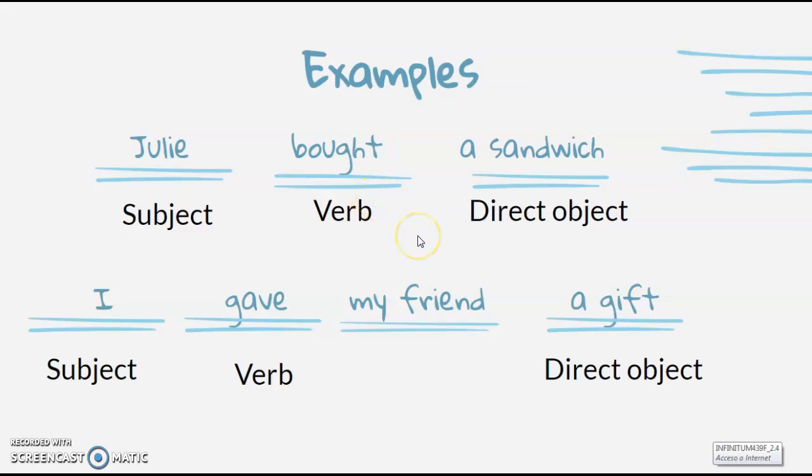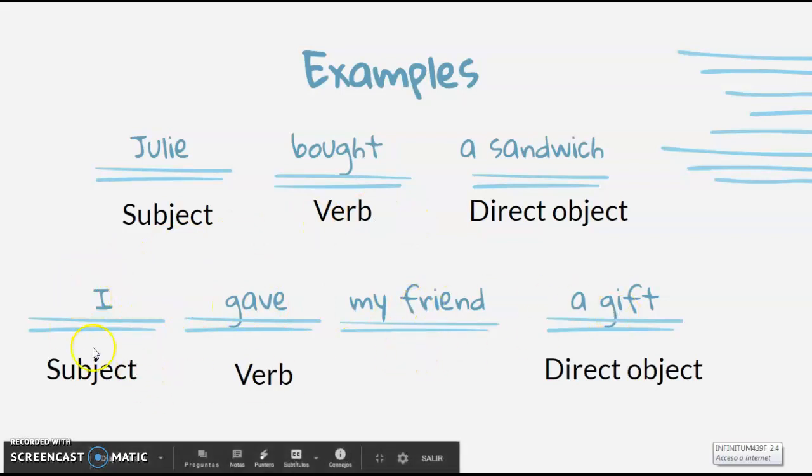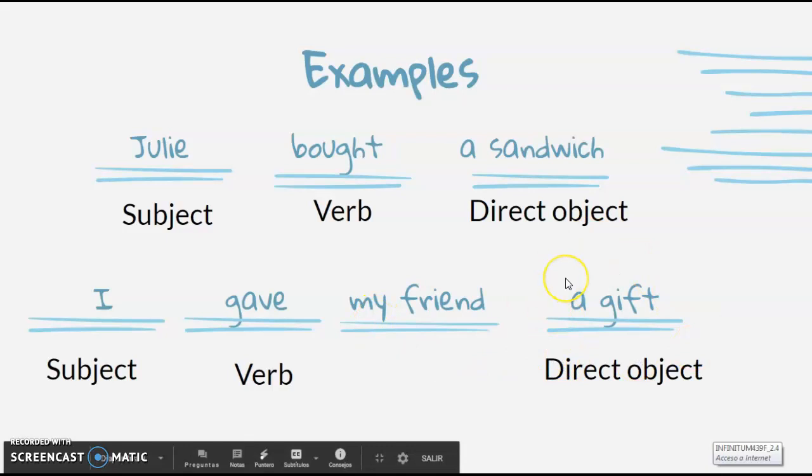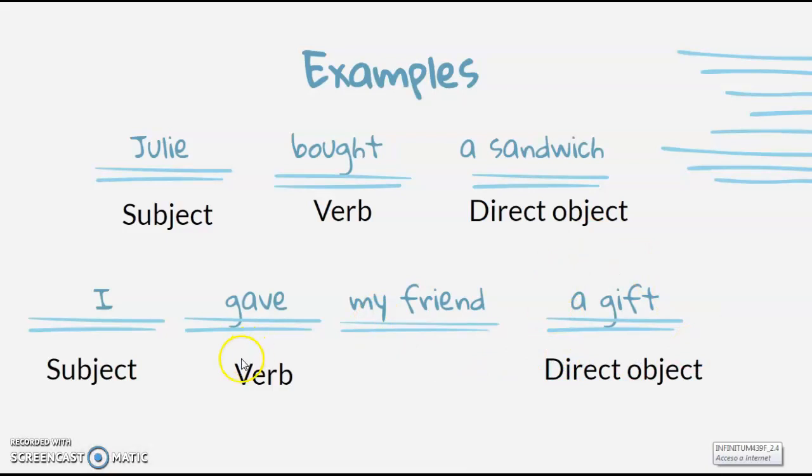The verb would be bought, which is the past tense of buy, and the direct object would be a sandwich. Why? Because if you ask the question either what or whom, that would be the response. For example, my question would be, what did Julie buy? Well, the answer would be a sandwich. That is why I know that my direct object would be a sandwich. The second example, I gave my friend a gift. The subject would be I, again, the person performing the action. The verb would be gave, past tense of give, and the question would be, what did I give my friend? Well, I gave my friend a gift. So a gift would be my direct object.